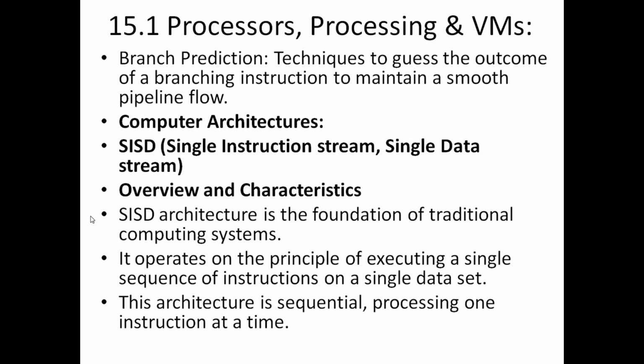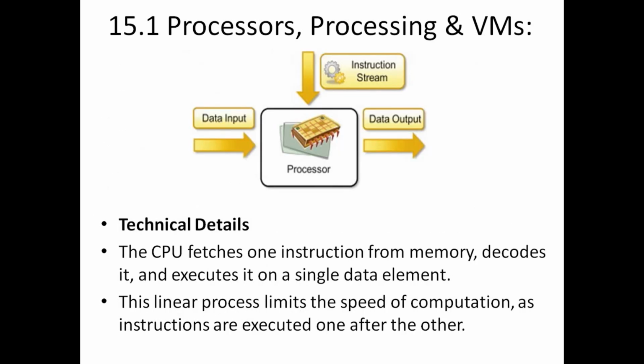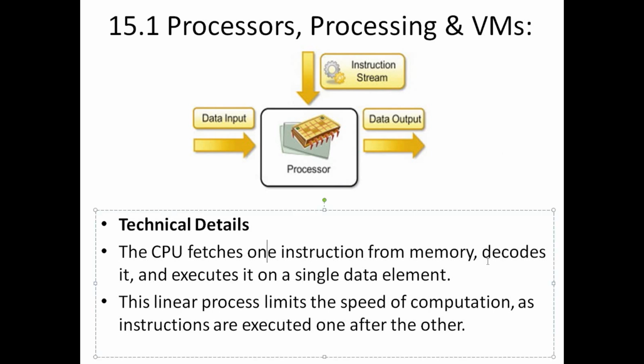At any given time, a single microprocessor works on a single data or a single instruction. This architecture is sequential, so it processes one instruction, moves on to the next, then the next, and so on. Data is inputted, the instruction stream is run, then data is outputted. The CPU fetches one instruction from memory, decodes it and executes it on a single data element.